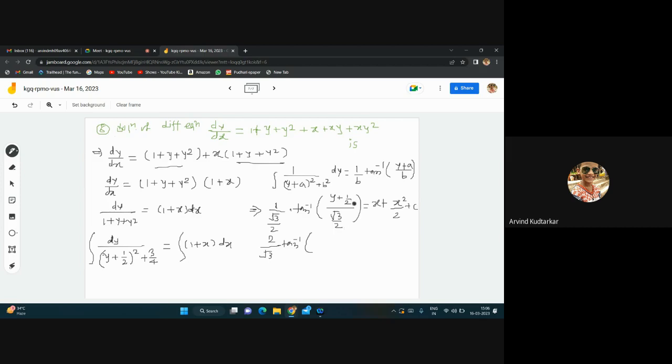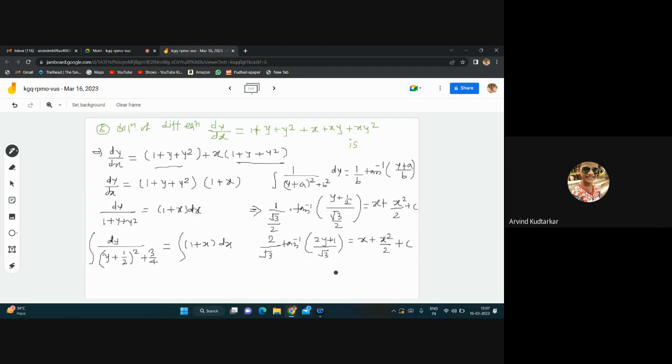Correct? ये to numerator में shift करना. First, you have to take the LCM. 2y plus 1 upon 2 and these two get cancelled. They remain tan inverse of 2y plus 1 upon काय असणार आहे root of 3. That is equals to x plus x square upon 2 plus c. X plus x square upon 2. Okay. Now take LCM. What is the LCM? 2 into x, that is 2x plus x square plus c. And the root of 3 will shift to RHS.